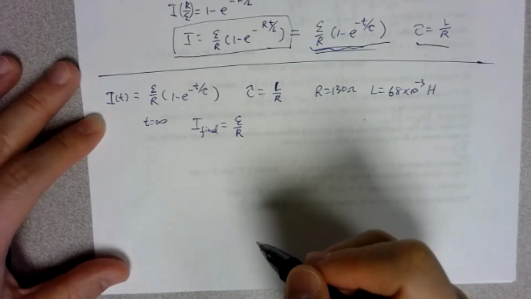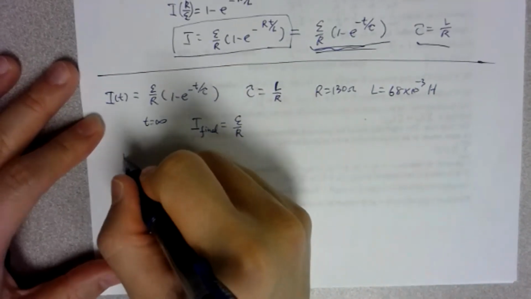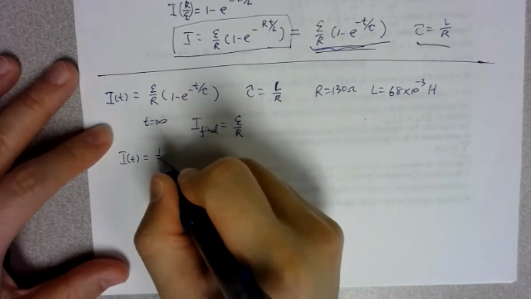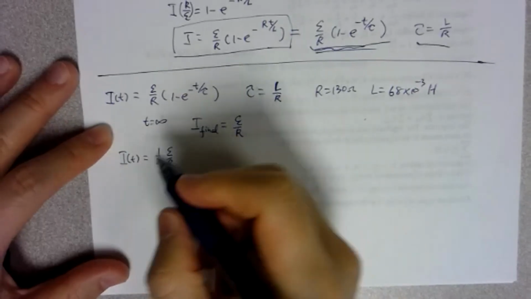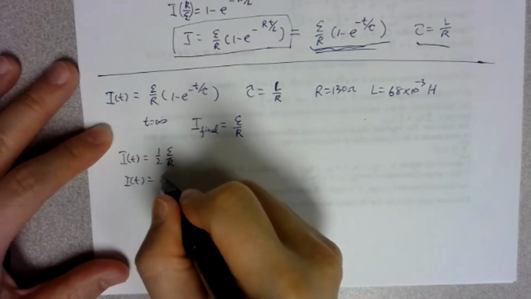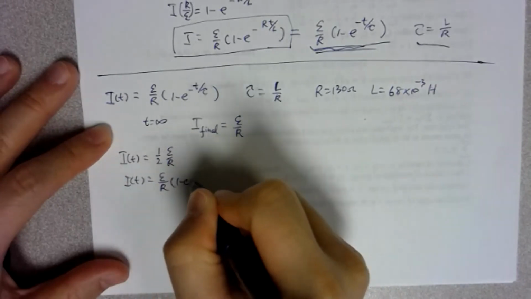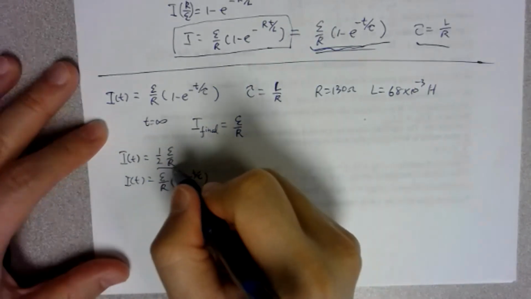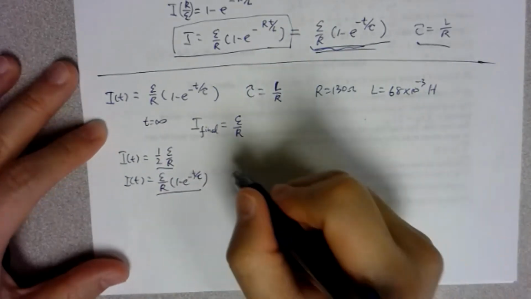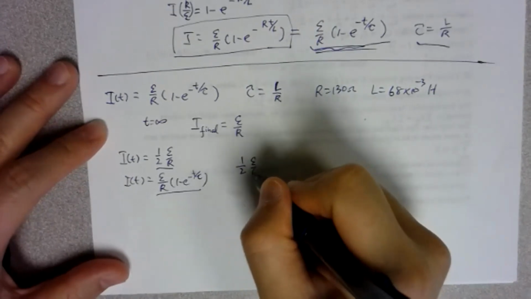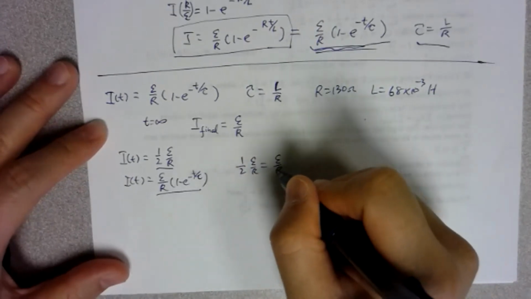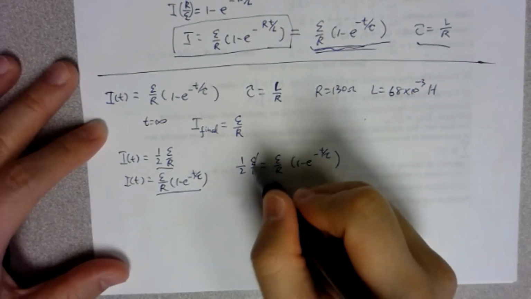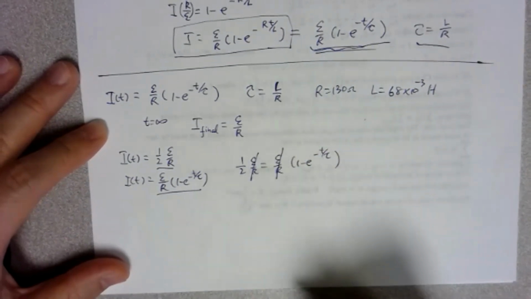Okay, that's the final. So it says you're looking for I of t when this is equal to half of that, so 1/2 of that. And I of t is also equal to epsilon over R times 1 minus e to the minus t over tau, right? So then you basically would just set these two equal to each other and then solve for t, okay? So 1/2 epsilon over R equals epsilon over R times 1 minus e to the minus t over tau, okay?